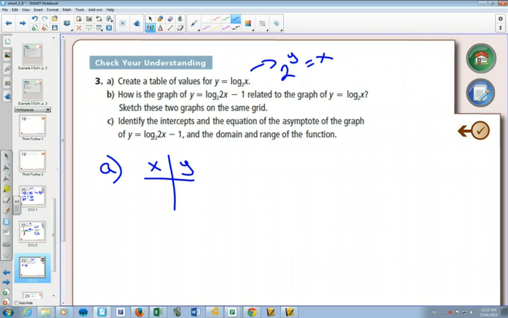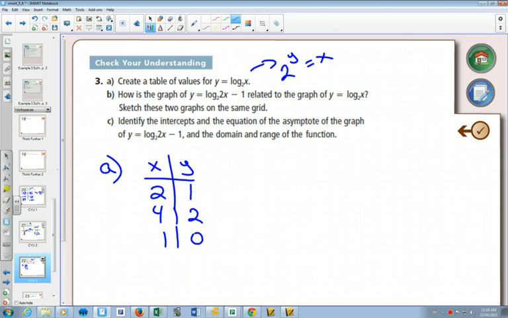So what are some of the powers that you know? Well, if I plug in 2 for x, it's got to be 1, because 2 to the power 1 is 2. What are our other powers of 2 that we know? We know 4, so if I plug in 4 for x, then y would have to be 2. All log graphs have 1, 0. That makes sense because if I plug in 1 for x, 2 to the power 0 is equal to 1.